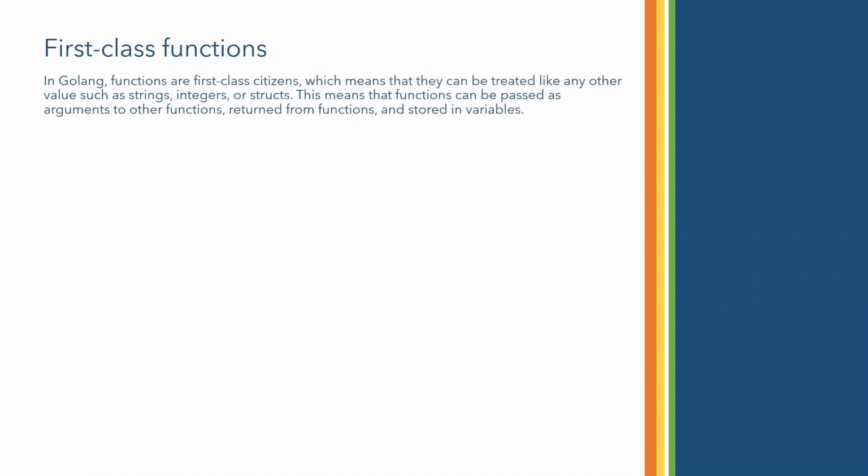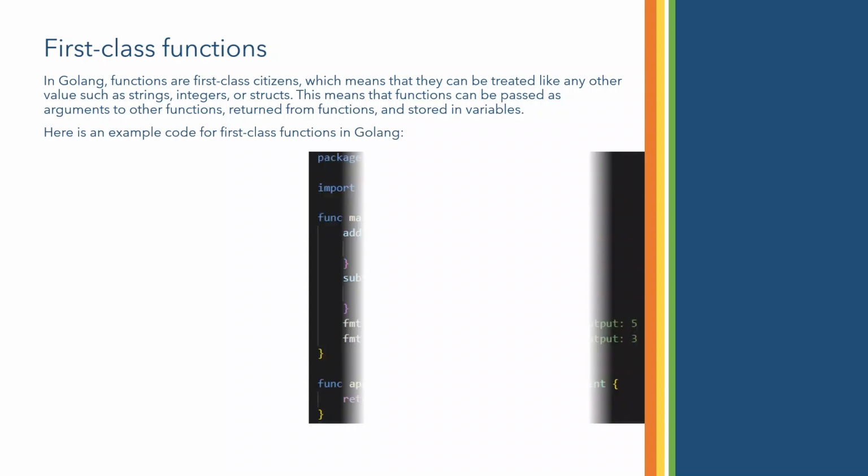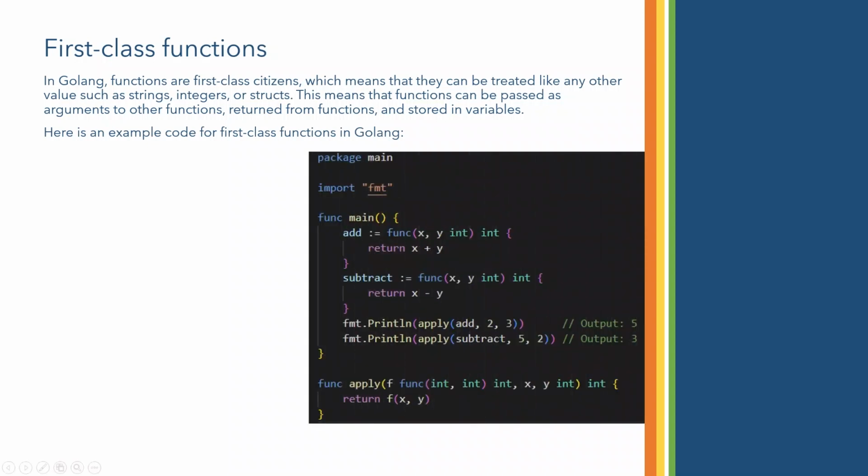As part of Golang advanced features, we can talk about Golang first class functions in this session. In Go, functions are first class citizens, which means that they can be treated like any other values such as strings, integers, or structs. This means that functions can be passed as arguments to other functions, returned from functions, and stored in variables. Here is an example code for first class functions in Golang.